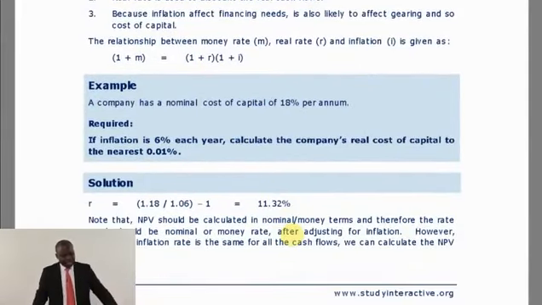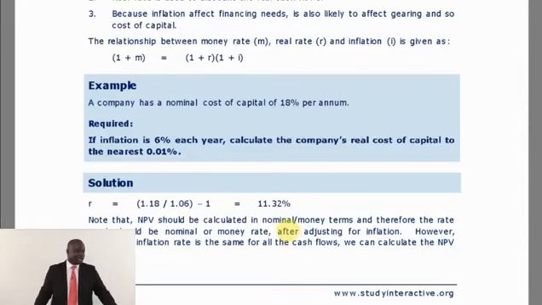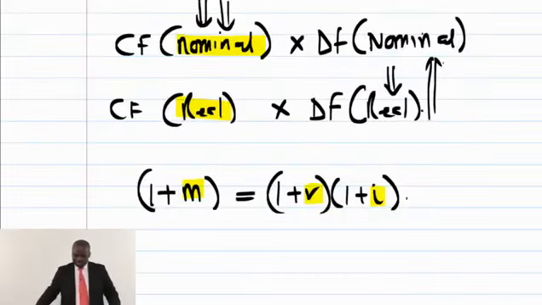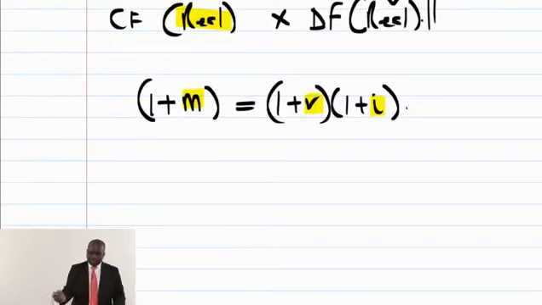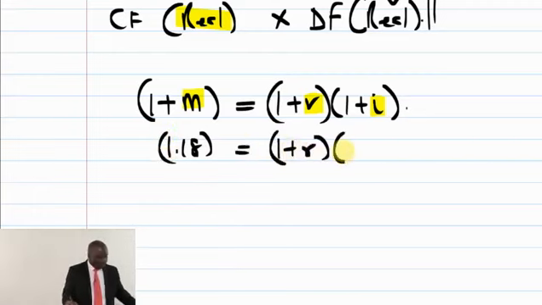So example here is a company has a nominal cost of capital of 18% per annum. If the inflation is 6% each year, calculate the company's real cost of capital to the nearest 0.01%. Okay, so we're using this formula. So if we are using that formula, the cost of capital in terms of nominal is giving us 18%. So I'll say 1.18 here is equals to 1 plus R. The real rate is what I'm looking for. And inflation rate is giving us 6%.